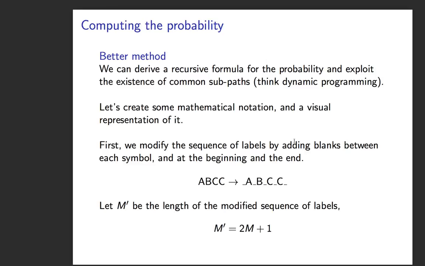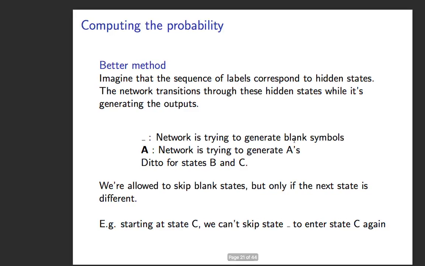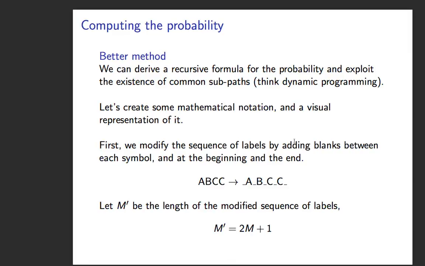But first of all, in the paper, they've inserted blank symbols in between each of the symbols in the output labeling. This helps simplify their algorithm a little bit. And so they define this new output labeling that has blanks everywhere, and then they create this different value of m, which is essentially 2 times m plus 1. And basically, from this point on, whenever we talk about the output labelings, we're talking about this modified sequence.